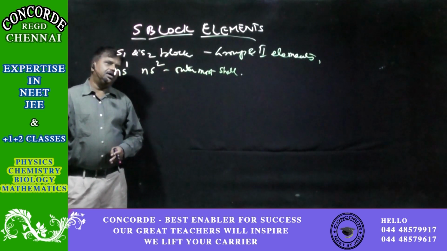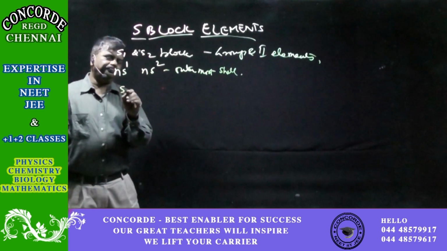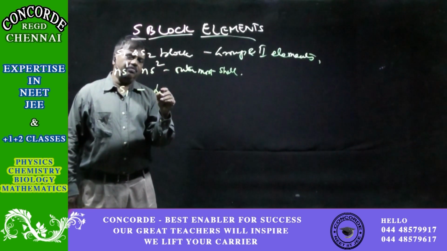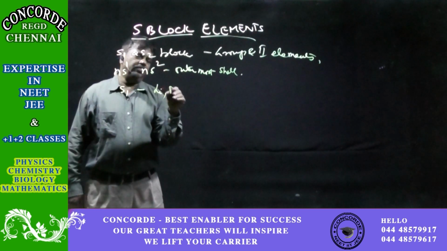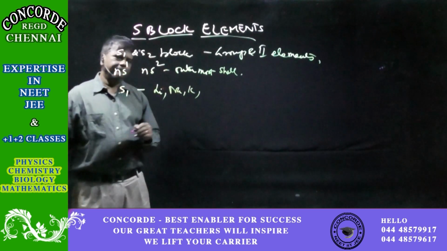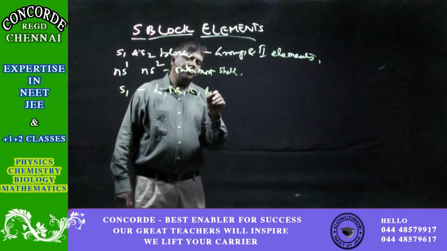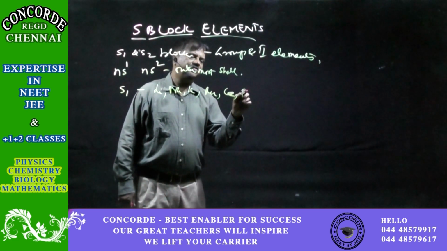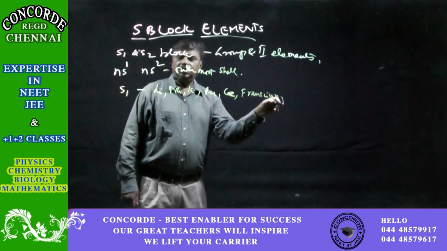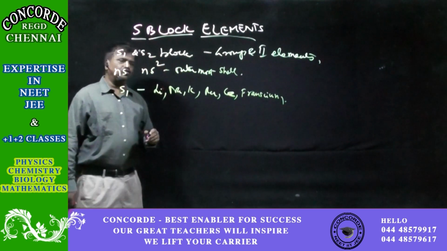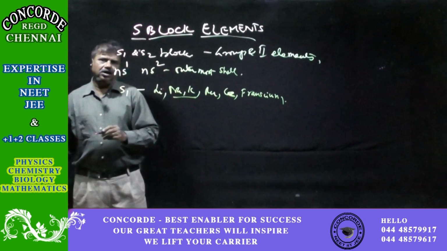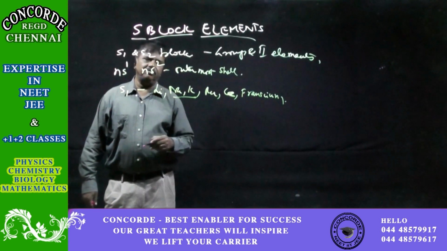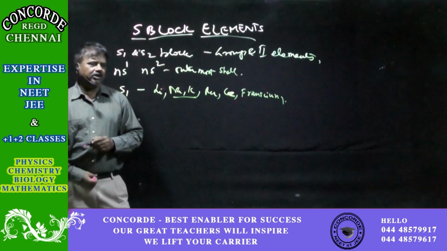If you take the elements of the s1 block, we have lithium, sodium, potassium, rubidium, cesium and francium. These are the elements in the s1 block. In this, sodium and potassium are available in abundance, and other elements like lithium, rubidium and cesium are a little less, and francium is a radioactive element.